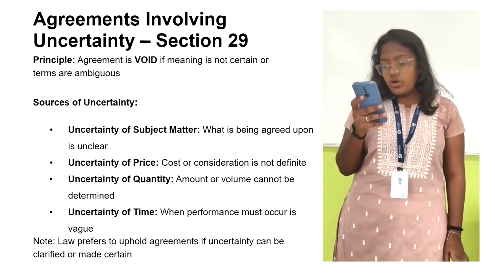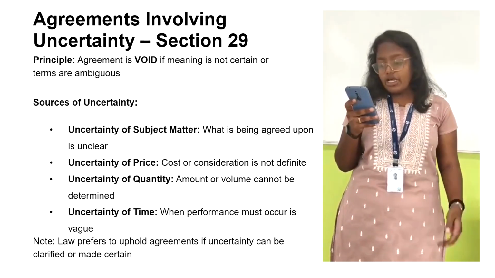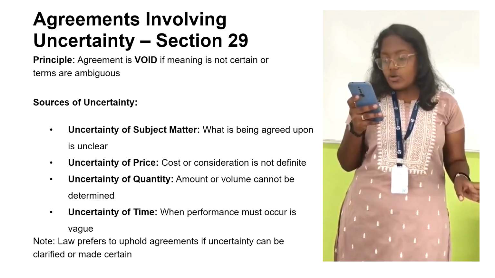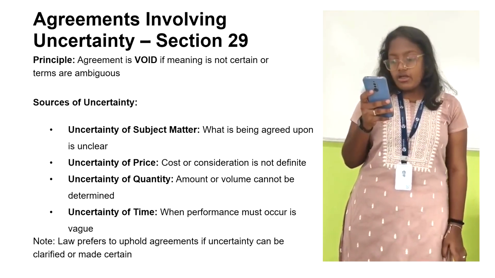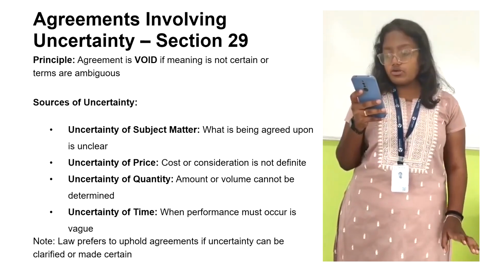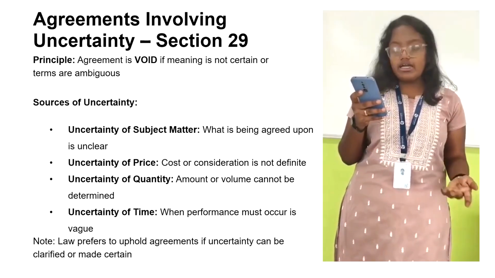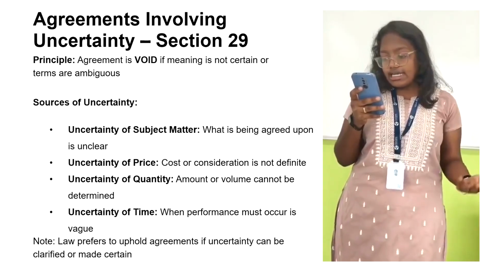Uncertainty as to quantity. For example, I will sell you some rice. The word some does not specify the quantity. Without quantity, performance cannot be measured. Uncertainty as to time. For example, I will deliver the goods someday. Time of performance is completely unclear. The court cannot enforce the timelines.